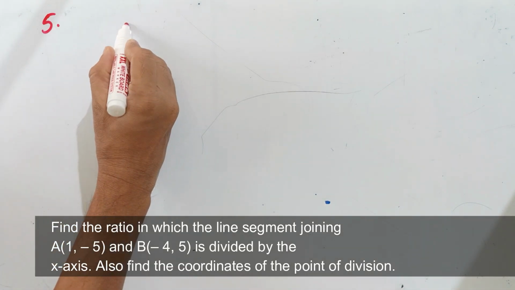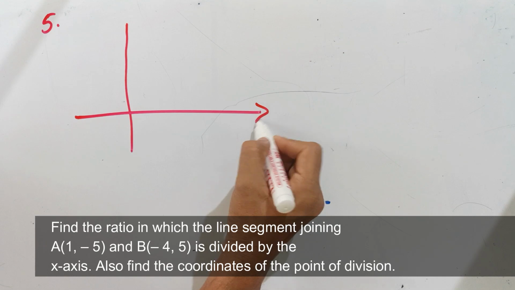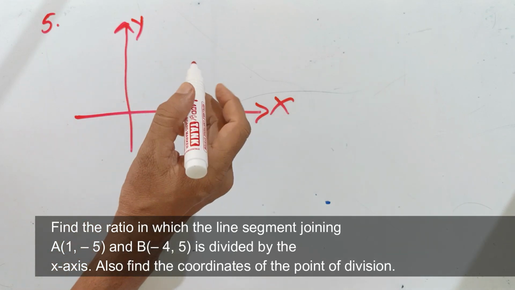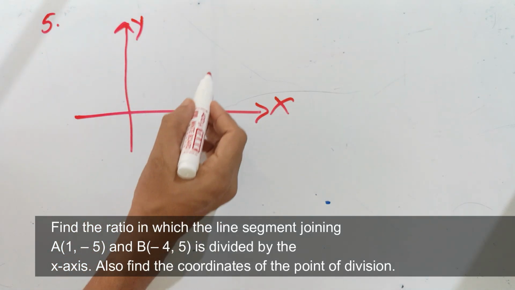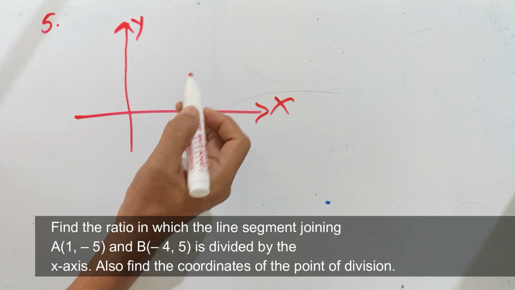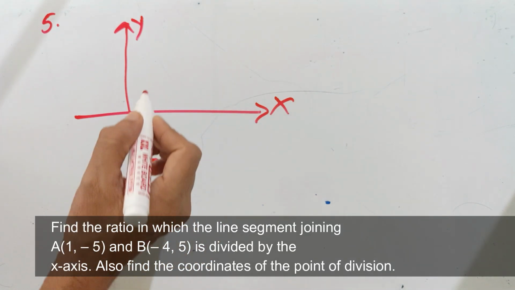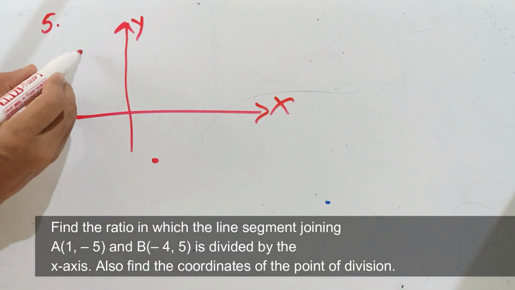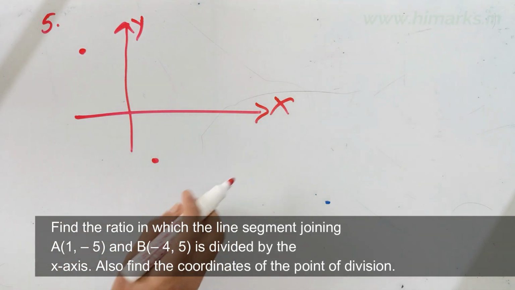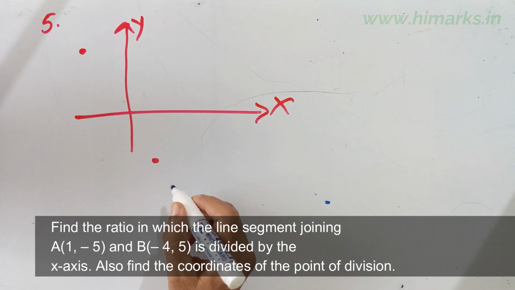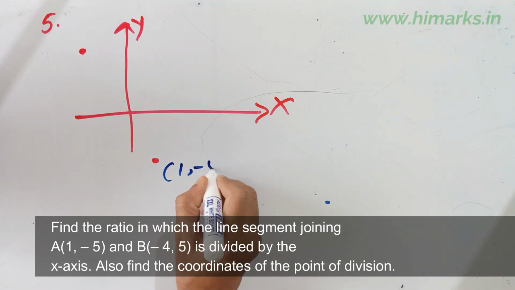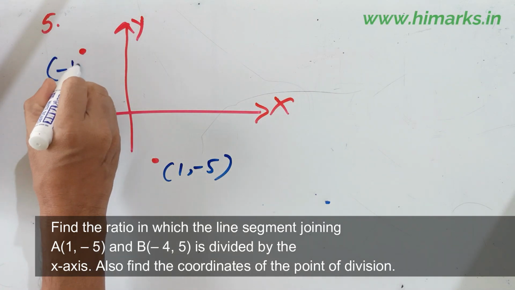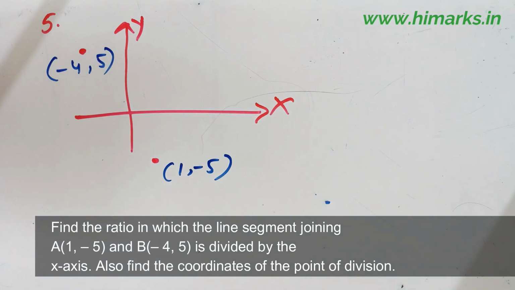In question number 5, this is x-axis, this is y-axis. 2 points are given: 1 and minus 5, and minus 4, 5. These 2 points are given. So one is given as 1 and minus 5, and the other one is given as minus 4, 5.